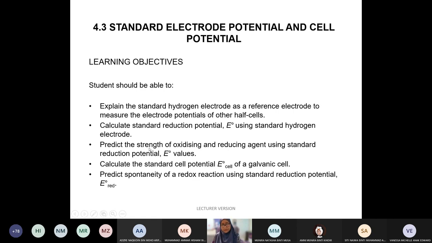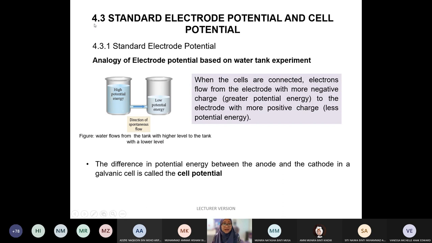Okay. Alright. The word standard there, it means you have to imagine that normally we have a standard condition for the measurement and whatnot. So standard usually represents the standard condition where the reaction takes place. Okay. So that's the idea of it.